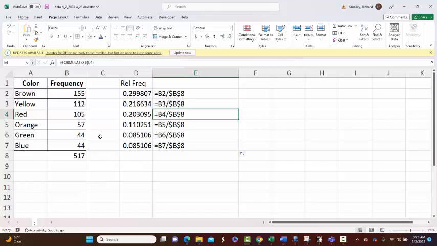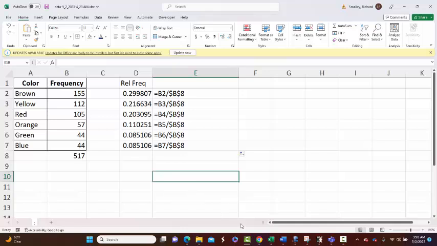But I want to show you this. So that locks it in there. So that means the numerator's changing like I want it to between each frequency. But the dollar signs lock in the denominator being 517 at all times. So there you go. But you could have just put 517 in there.